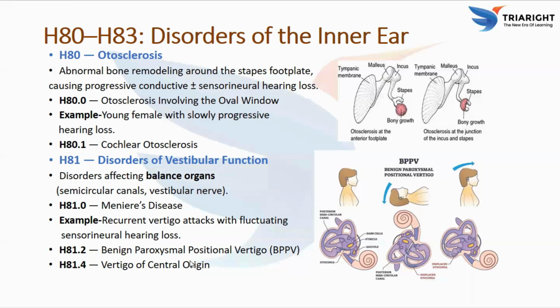So next is H81.4, vertigo of central origin. So what does it mean? The vertigo caused by the brain lesions, which is a central nervous system issue, but not the inner ear issues. So what are the examples? Like stroke in the cerebellum or the brainstem, multiple sclerosis plaques, and also the tumors. So what are the typical features? You can see the persistent vertigo, severe gait instability, and also the direction changing nystagmus, and also the neurological signs.